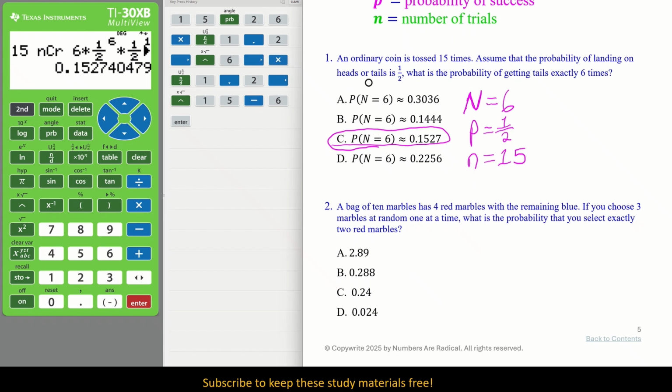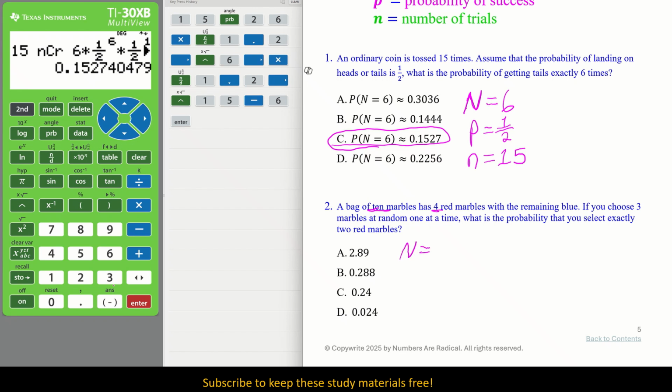A bag of 10 marbles has 4 red marbles with the remaining blue. If you choose 3 marbles at random, one at a time, what is the probability that you will select exactly 2 red marbles? Okay, be careful with this. We're using 10 and 4 for our probability. But what are we using for our number of trials and our successes? So make sure you think this out.